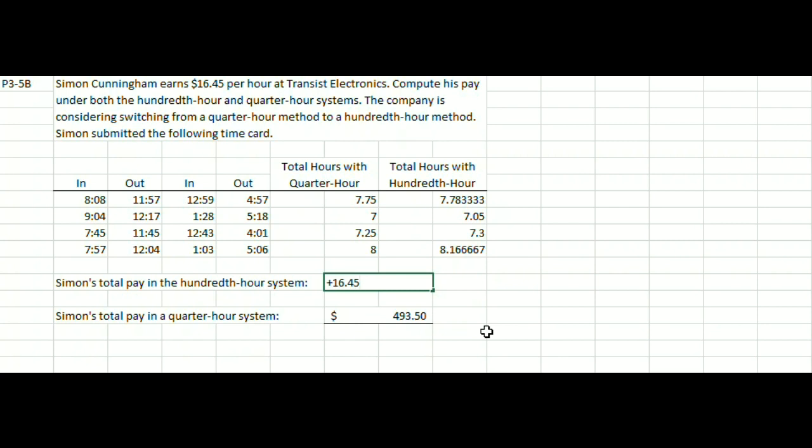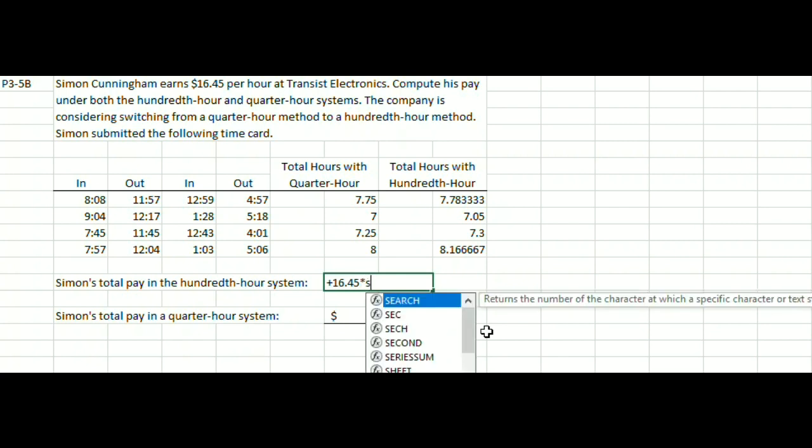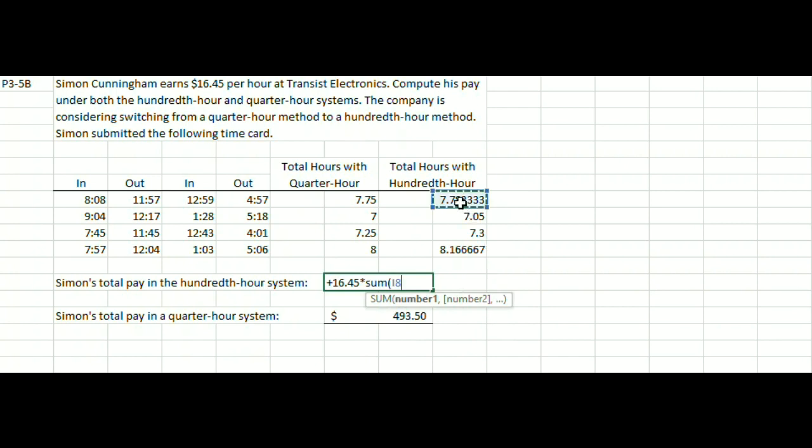Again, we are going to figure out how much he has earned under the 100th hour system by taking his $16.45 per hour and multiplying it by the sum of the hours we have calculated. Under the 100th hour system, Simon has earned $498.44. What this analysis shows is that from Simon's perspective, he would earn more money under the 100th hour system than the quarter-hour system. From the company's perspective, they would end up with more payroll expenses under the 100th hour system because the pay would be higher.